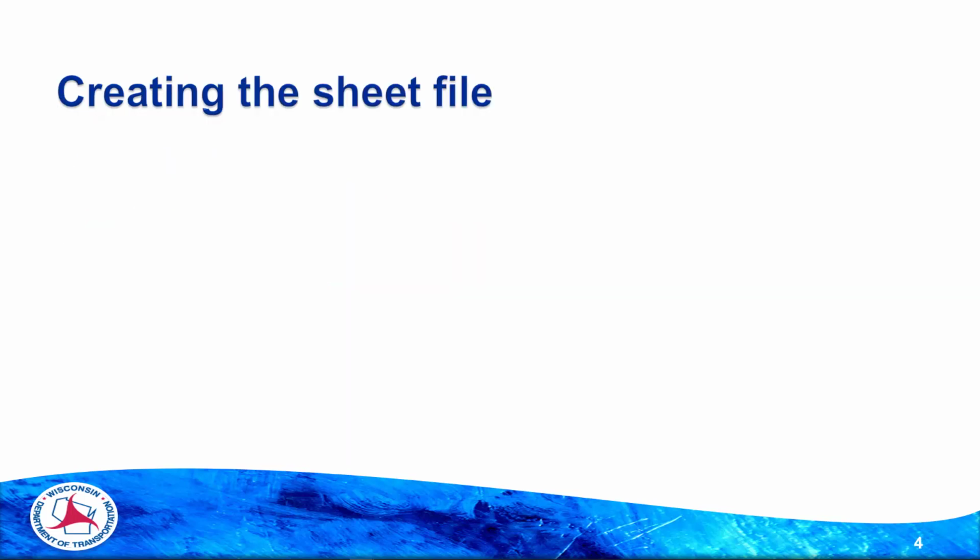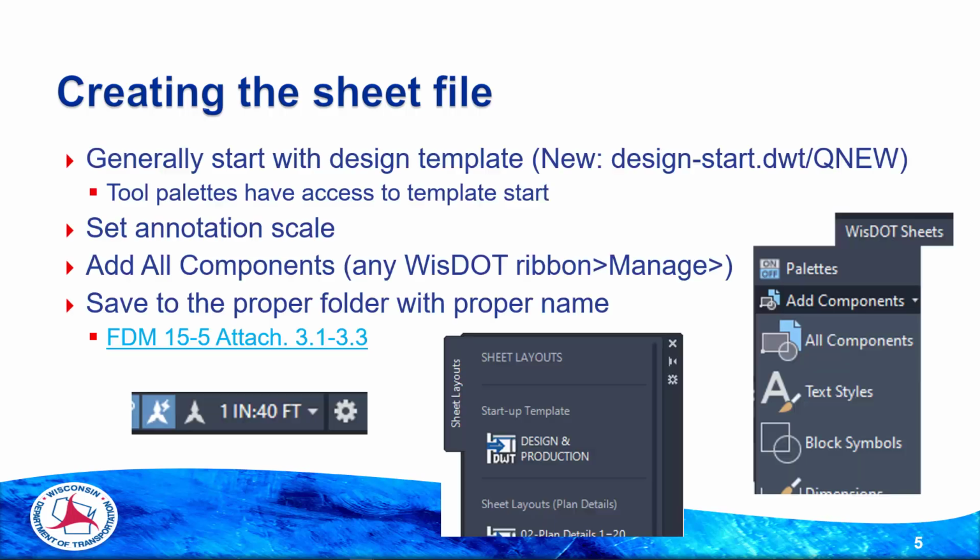With that, though, let's start in on creating the sheet file itself. Generally, the sheets that you're going to be starting with are going to start off with the design-start DWT. You can get to that several locations, whether it be in the menu browser, a new function. QNew actually has it set up as the default template to start a file with. Also now, currently, there is a start page that will start when Civil 3D first opens that has a very quick way to get to the templates. So I'll be showing that as we get into this.